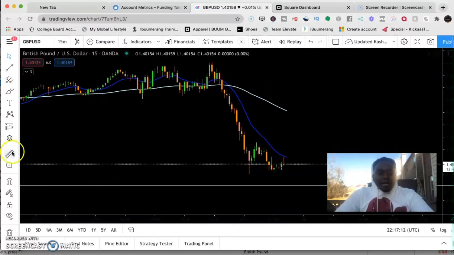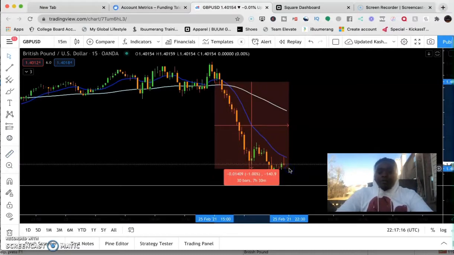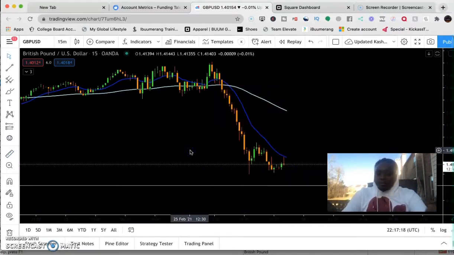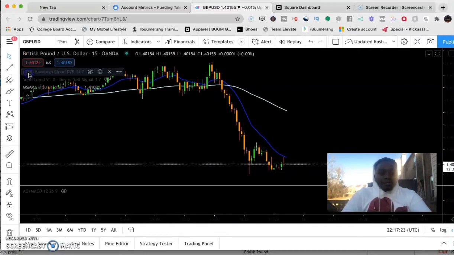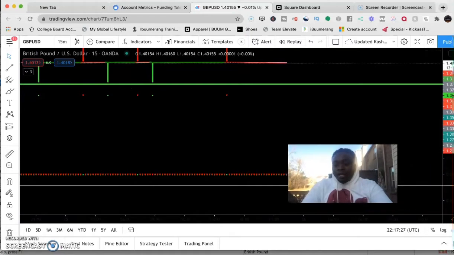This already 140 pips. You can't beat that. So now what we're going to add to it. We're going to add the super trend, the super trend buy sell signal.